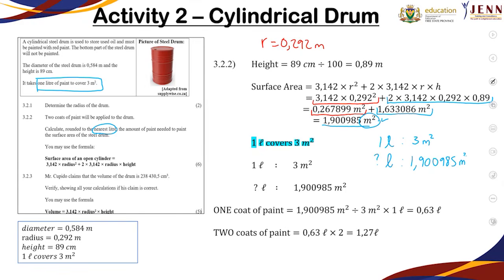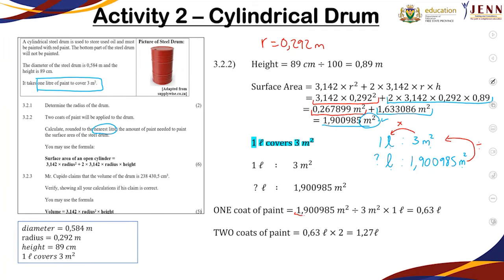1,900,985 square meters. So what are the conditions of cross multiplication? Because I'm going to use that. It says that I must have the same units on one side, so there I've got liter, liter. And on the other side, I must also have the same units, square meter and square meter. Now, how do I do the cross multiplication? I'm going to take the 1,900,985 square meter, divide by 3 square meters and multiply across.